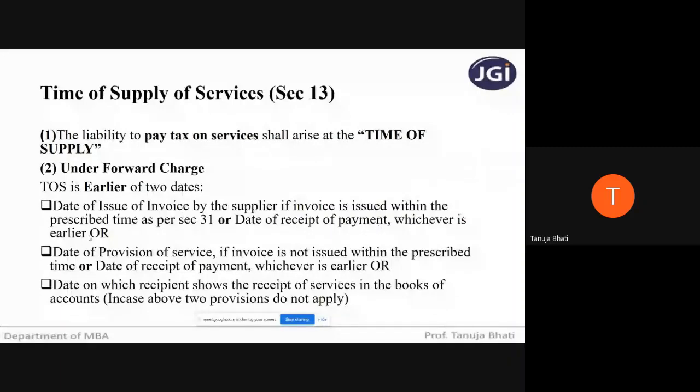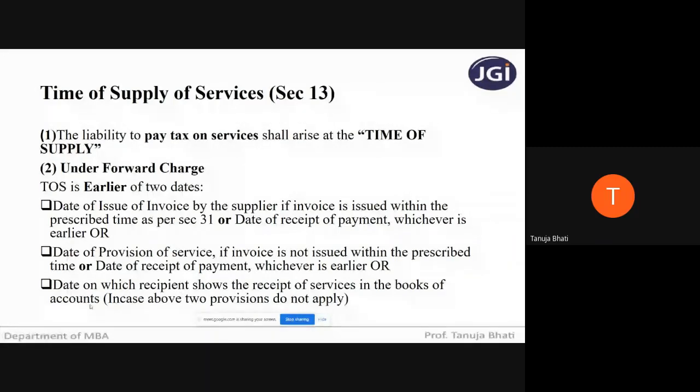Then if you realize that the invoice is not issued within the prescribed time specified under section 31, then what will be the time of supply? Date of provision of service. Now provision of service is the date when you are providing the actual service to the client or the customer, or the date of receipt of payment, whichever is earlier. And suppose you are not able to identify those dates, then the time of supply will be the date on which the recipient shows the receipt of services in the books of accounts.